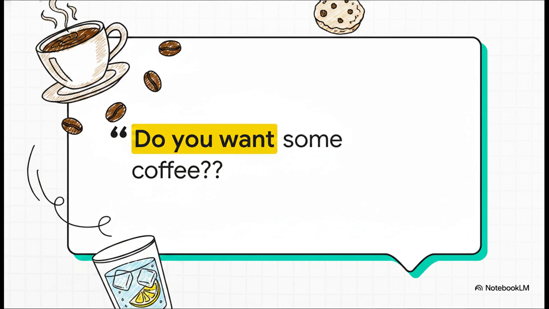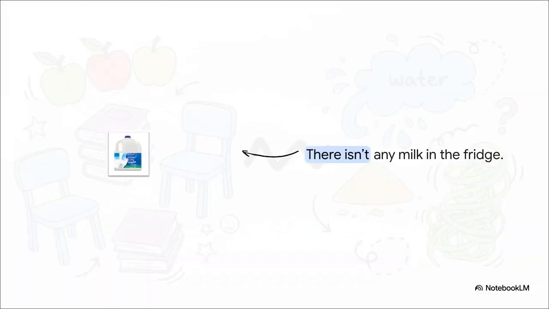And here's that little exception. When you're offering something to someone or making a request, you can absolutely use some in the question. It just sounds a bit friendlier, more inviting. Do you want some coffee? Is the perfect example. You're not just asking if coffee exists in the world, you're actually offering it. And here is a textbook use of any. There isn't any milk in the fridge. It's a negative statement, so we automatically reach for any, and it works perfectly to show that the amount is 0. It doesn't matter if the noun is countable or uncountable, like milk is here.